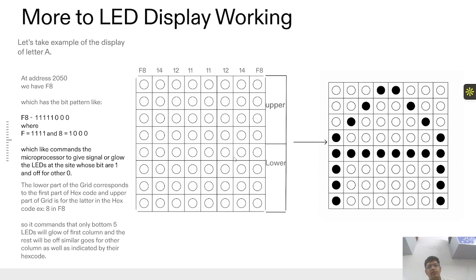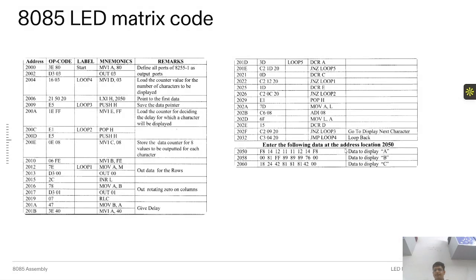And after this full conversion, we will be having something like this on our final LED. The black dots represent where the LEDs will be glowing, and the white circles represent where they will be off. We can easily control these things if we change the data and the codes at the respective addresses. So this is only for 2050 to 2057. At 2058 it will be starting as we see in the previous slide.